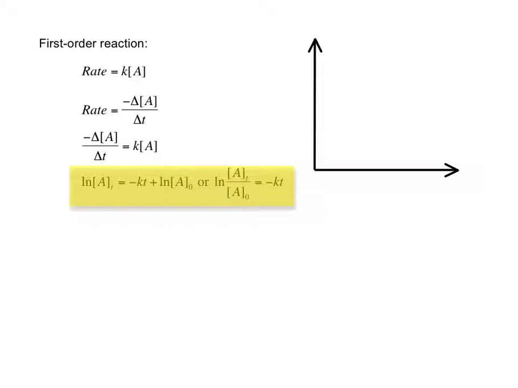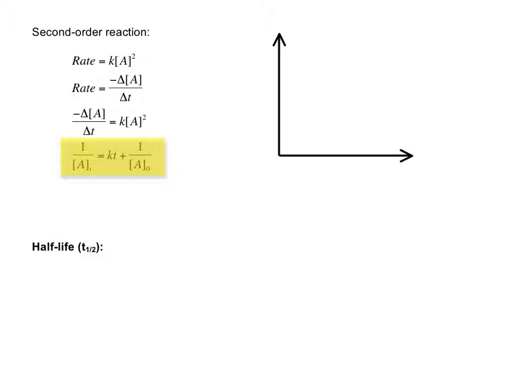And so if we look at this part here as being in the form y equals mx plus b, then our y-axis is going to be the natural log of the concentration of A. Our y-intercept is going to be the log of the initial concentration. And then when we make the plot, we're going to get a straight line. The slope of that line is going to, again, be the negative of the rate constant K. And we're going to get a straight line when we plot the log of the concentration versus time. That's a first order reaction.